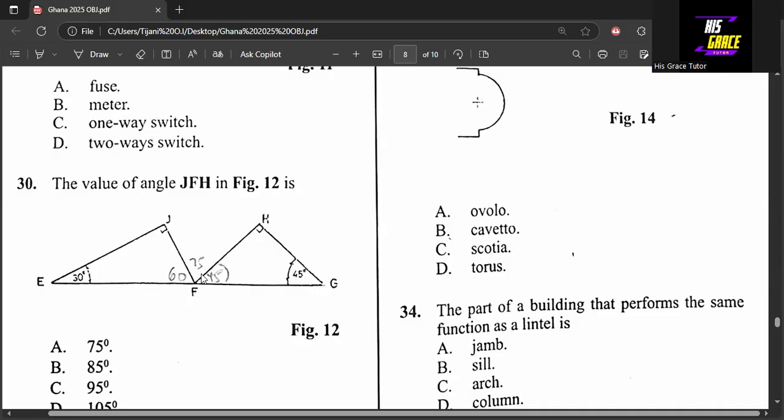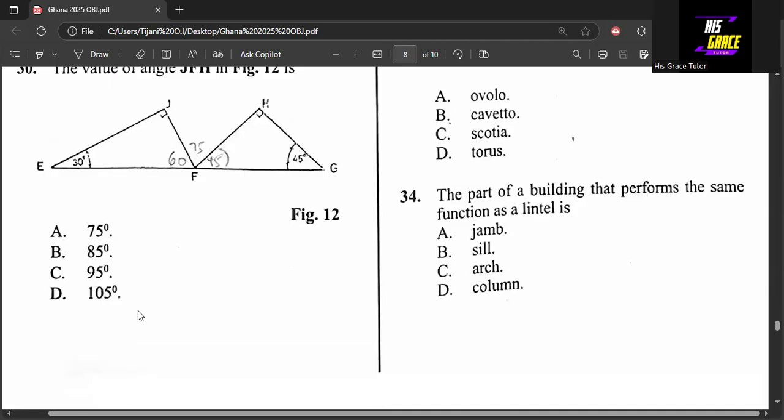Then sum of angles on a straight line is 180. So 60 plus 45 gives us 105. Then 180 minus 105 gives us 75. So the answer is 75 degrees here.